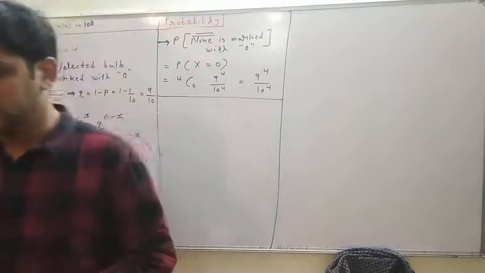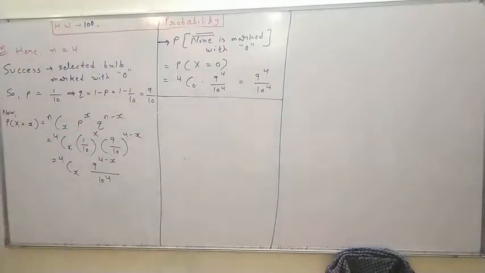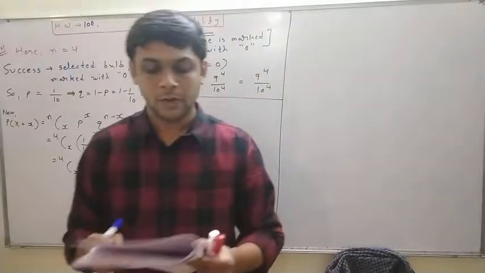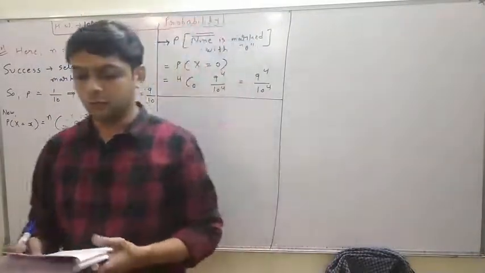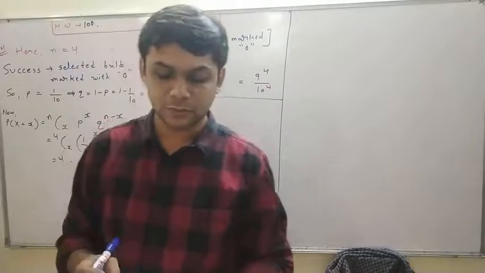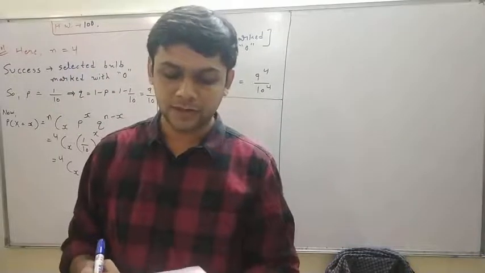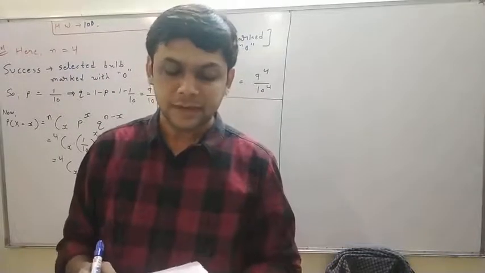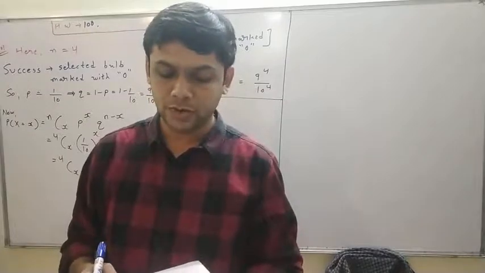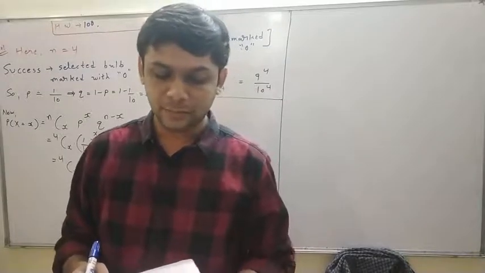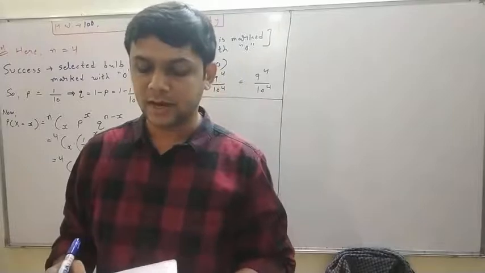Okay. Next question. Question number 102. In an examination, 20 questions of true false type are asked. Suppose a student tosses a fair coin to determine his answer to each question. If the coin was head, he answered true, else he answered false. Find the probability that he answered at least 12 questions correctly.